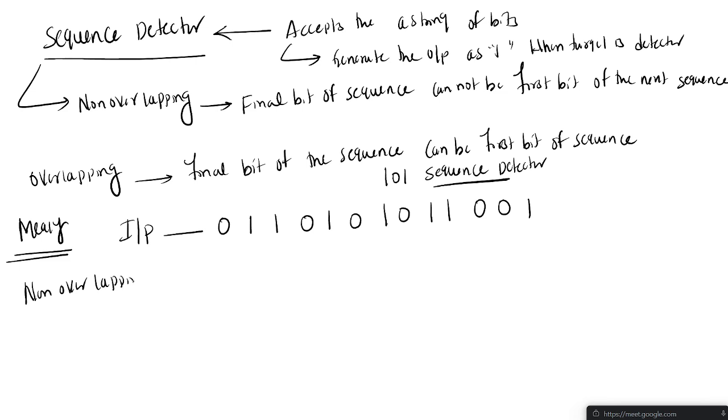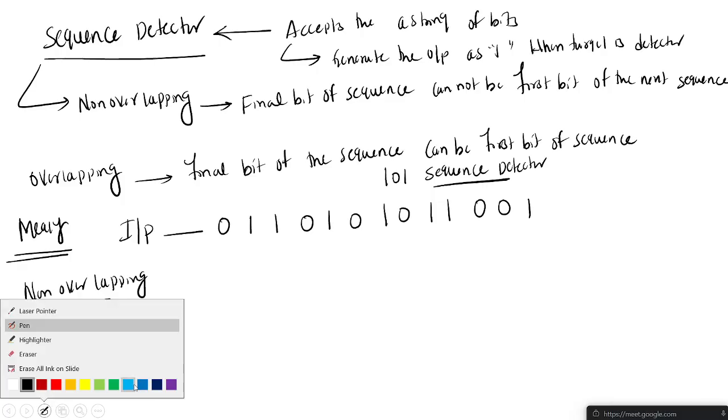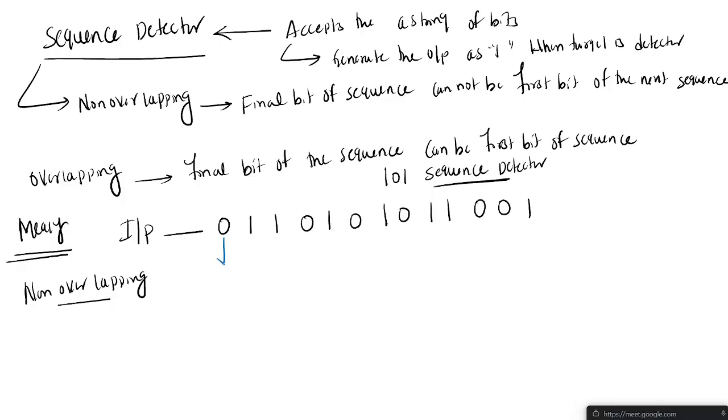Non-overlapping: here 0 means you are not getting any sequence, 101 you are not getting, so the output is 0 only. 0, 1, 1, 0, output is 0 only. And 110, you are not getting the sequence, output is 0 only. What you are checking is 101. So next 101 means you got the sequence, and the output becomes 1.